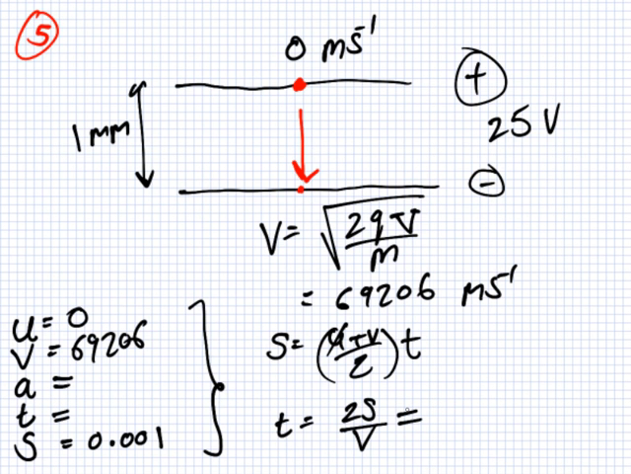So when I put in the numbers, I get a tiny value, but I should get a tiny value. It's going so fast and it's such a small distance. 28.9 nanoseconds.